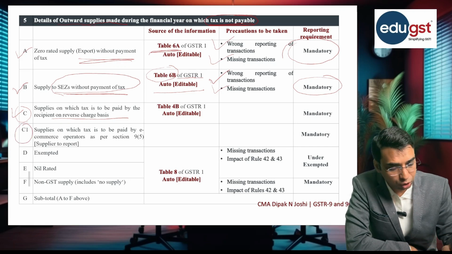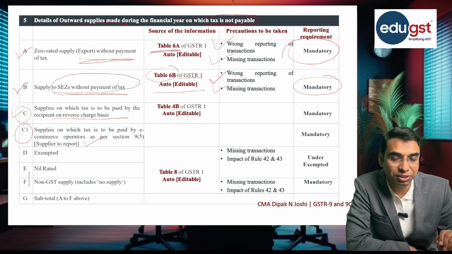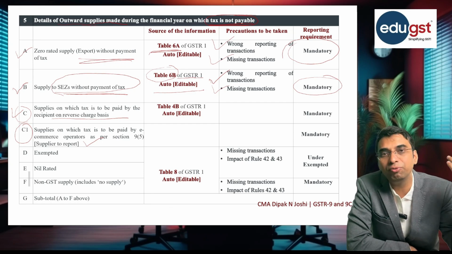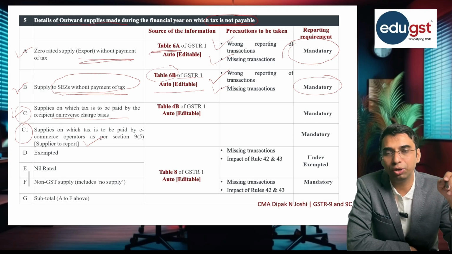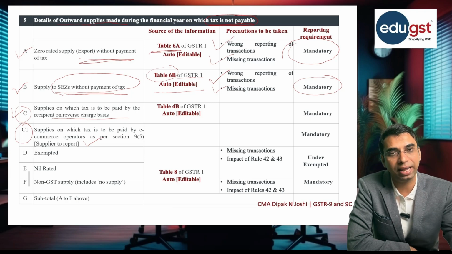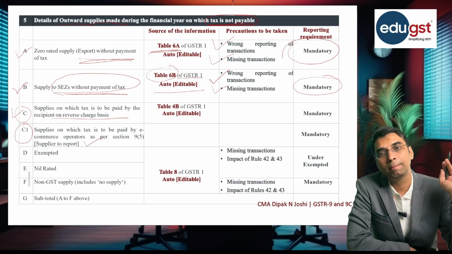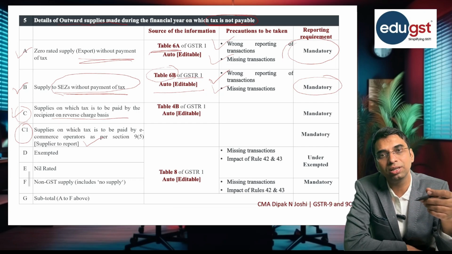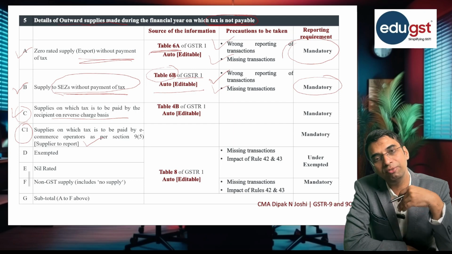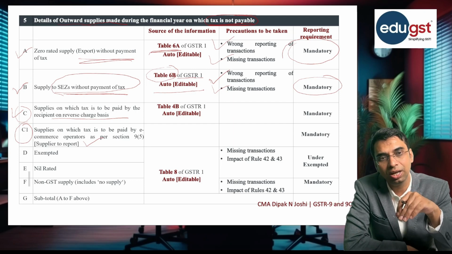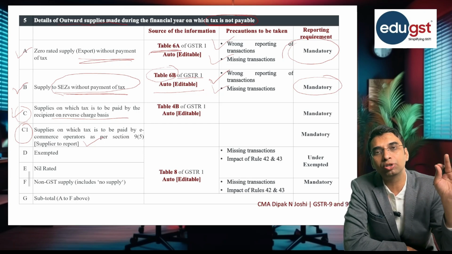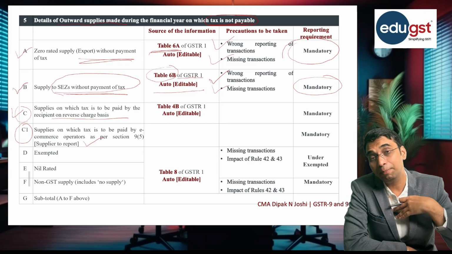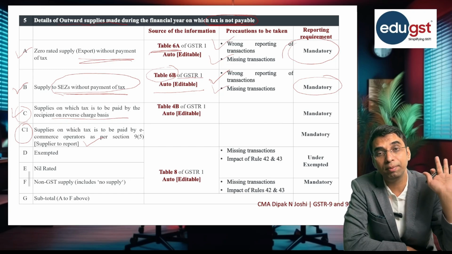5C1, this is a newly introduced table from this financial year. हमने ऊपर 4G1 table देखा था, where if supply is made under section 9 subsection 5 through e-commerce operator, in that case e-commerce operator is liable for the payment of tax even if I am registered. Restaurant service का example मैंने दिया था कि in case of restaurant service, even if my restaurant is registered under GST, and if I am supplying through e-commerce operator, in that case I am not liable for the payment of tax. E-commerce operator is liable for the payment of tax.